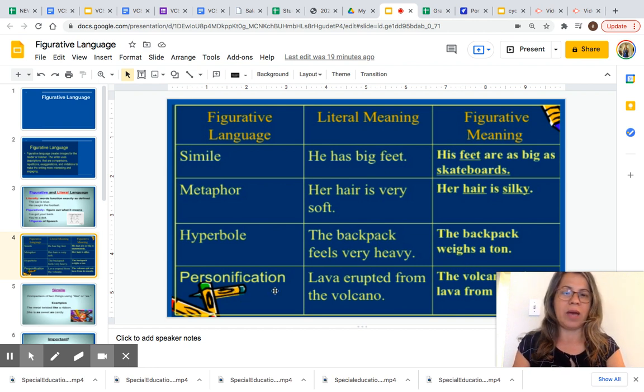And now let's look at a personification example. The lava erupted from the volcano. This is actually the literal meaning. Now, a figurative meaning in a personification would be: the volcano spit lava from its mouth. So this is the figurative meaning.